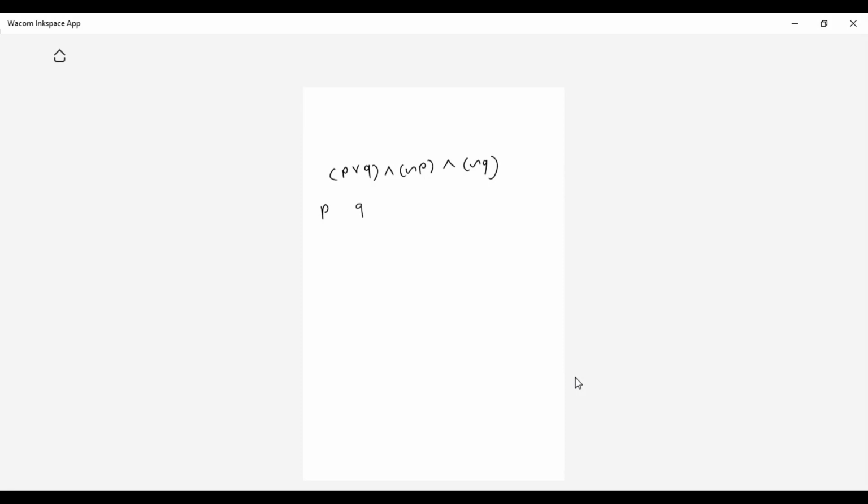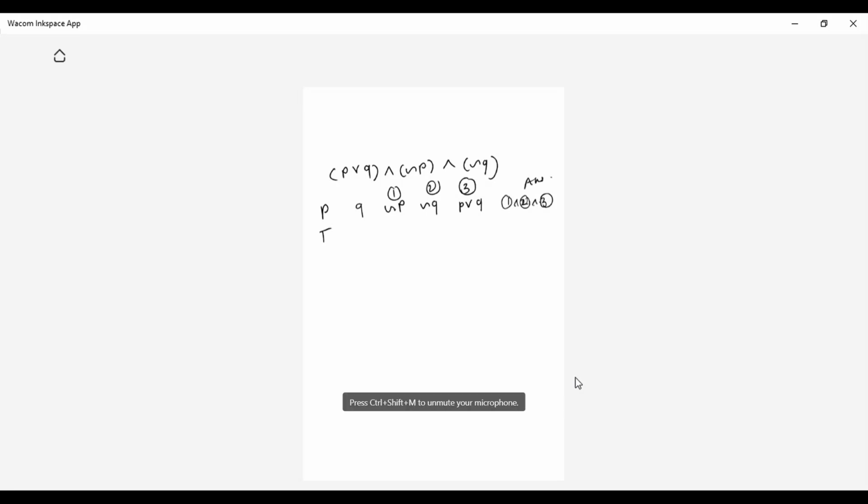P, negation P, negation Q, P or Q. You can have whatever sequence you like, but finally we have to AND these together. So 1 and 2 and 3, finally 1 and 2 and 3. That is your answer.